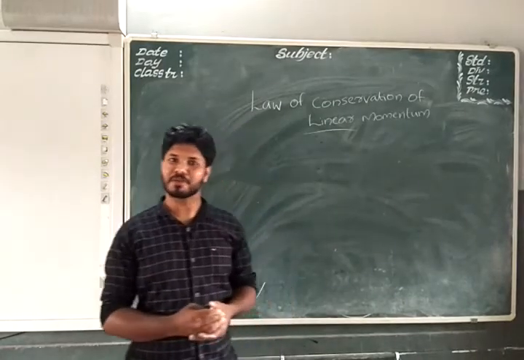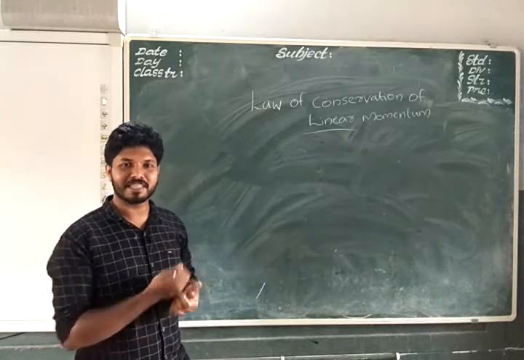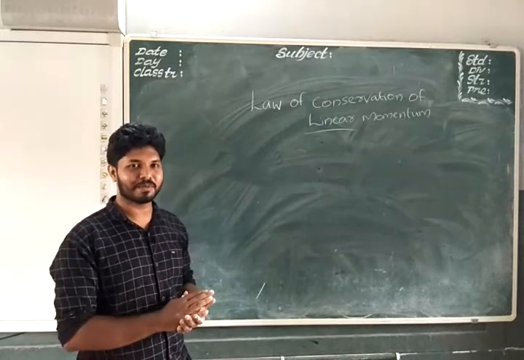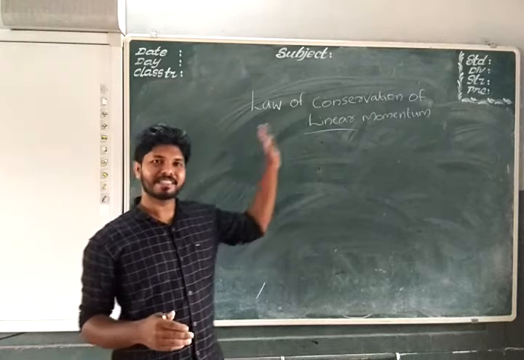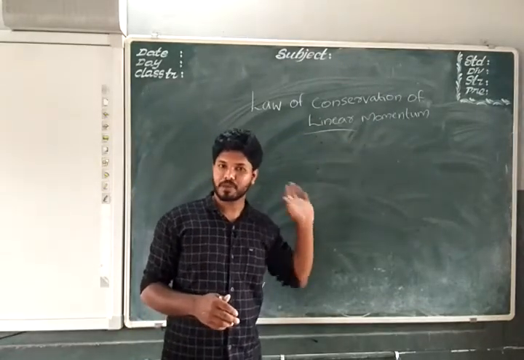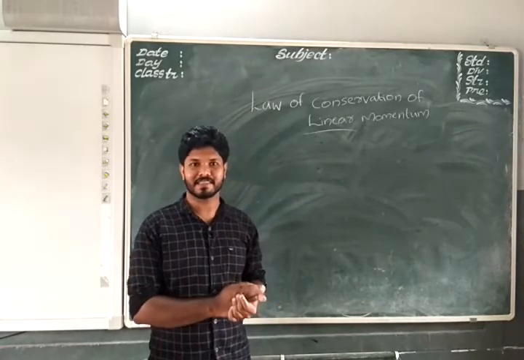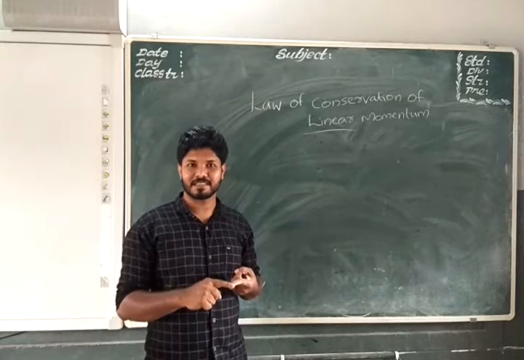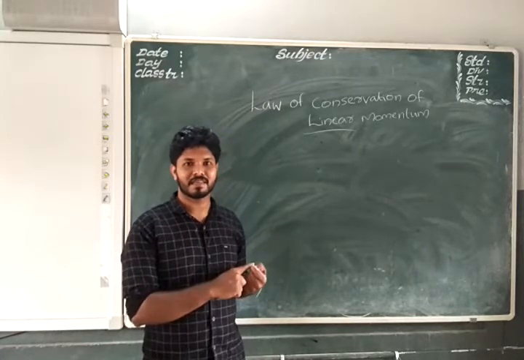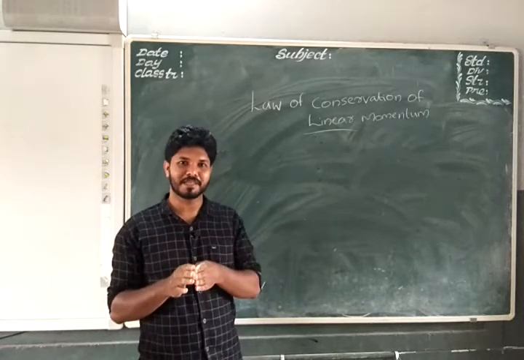It is the product of mass and velocity. P is equal to mv. That was the equation for linear momentum. So what this law of conservation of linear momentum states is that the total linear momentum of two bodies after collision remains the same as the linear momentum before collision.